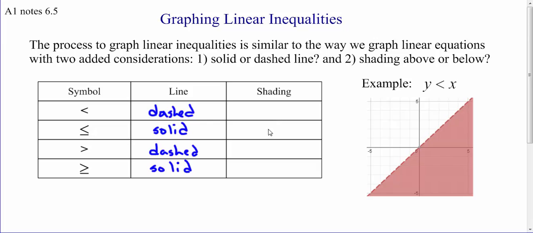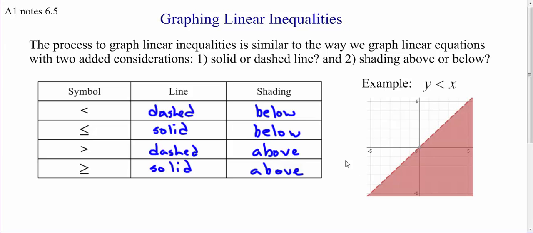And then the question is, where do we shade? Well, for either of the less than notations we would be shading below, and then for the greater than we would be shading above. That kind of makes sense. If it's less than, it's got to be below. If it's greater than, it's bigger, so it's above.